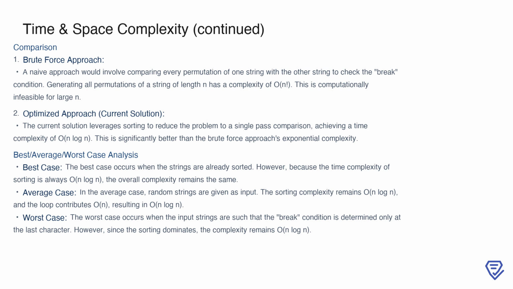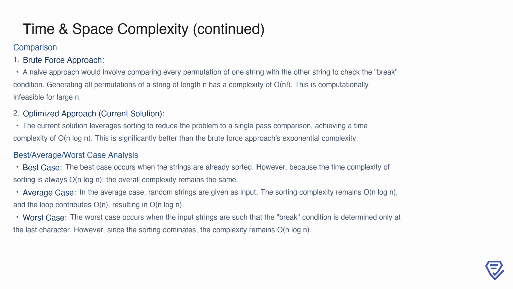When comparing this solution to a brute force approach, the efficiency becomes clear. A naive method would involve generating all permutations of one string and comparing each permutation to the other string to check the break condition. For a string of length n, generating all permutations has a time complexity of O(n!), which is exponential and impractical for large inputs.